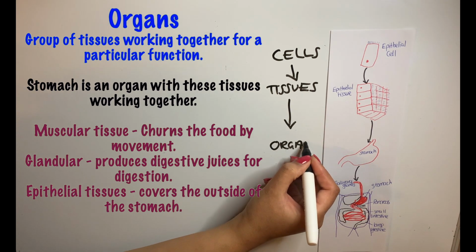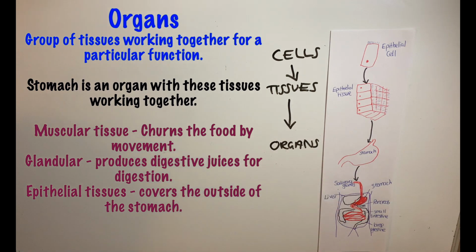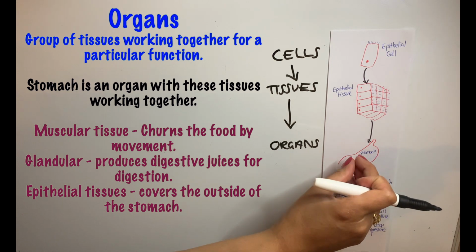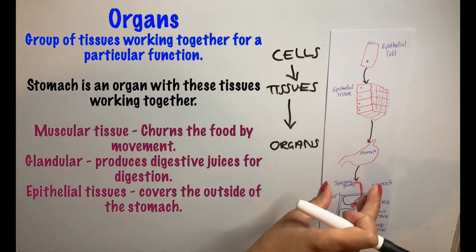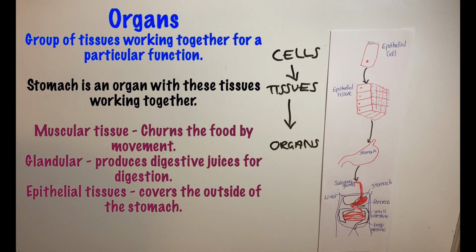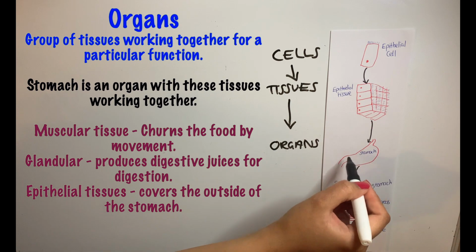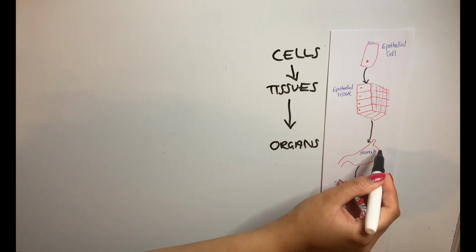So for example, we have the stomach, and the stomach is a different group of tissues that are working together for that particular function. So for example, in the stomach we will have muscular tissues that need to contract to churn up the food. We'll have glandular tissues which make digestive juices to help digest the food that's inside the stomach. And then we have the epithelial tissue, which covers the outside of the stomach. And for the stomach, the epithelial tissue is not ciliated.